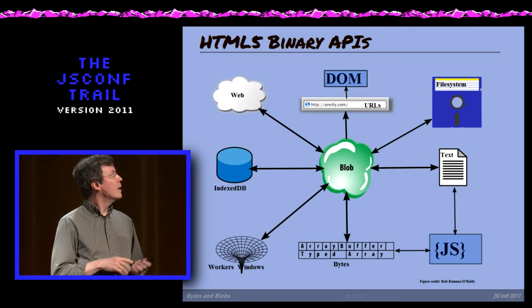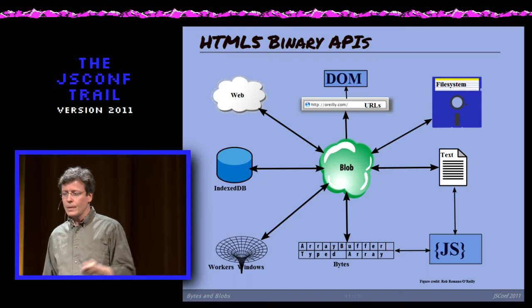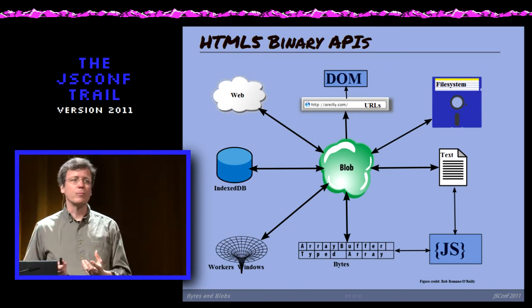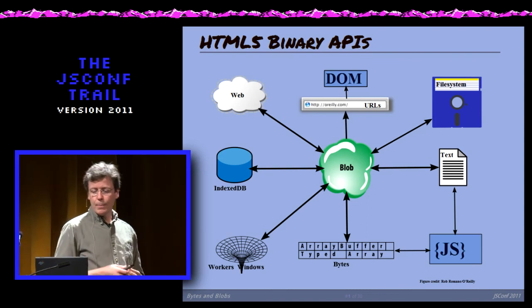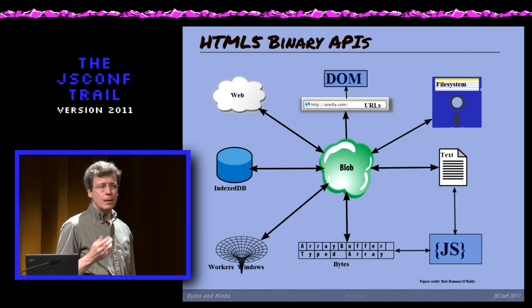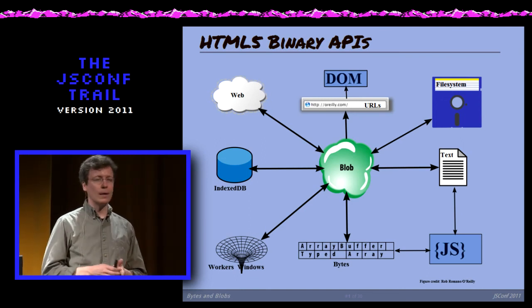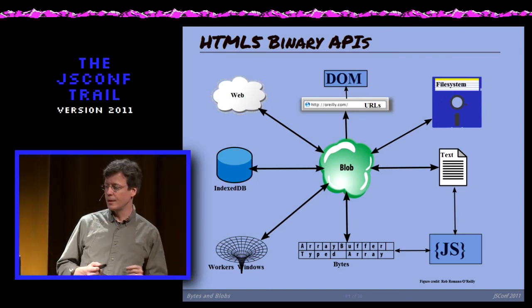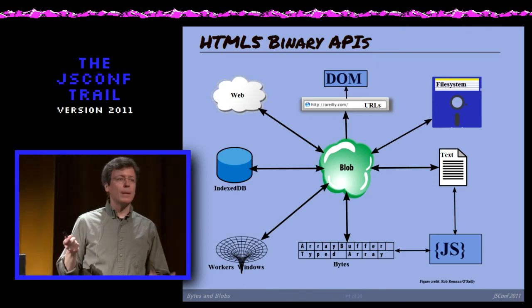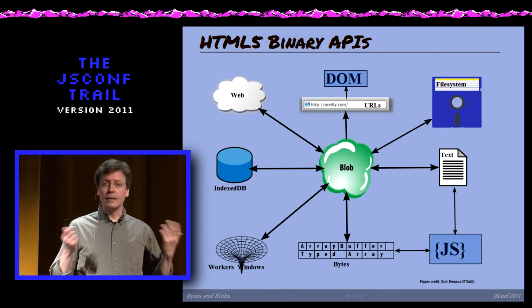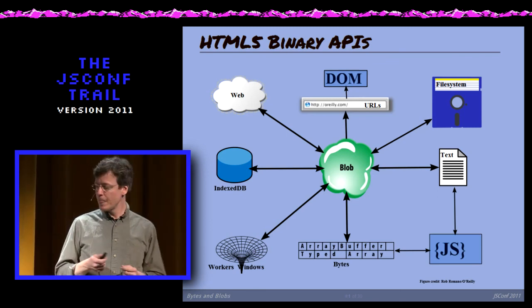So starting in the upper left there, the web. Obviously, you can download blobs from the web. You can upload them to the web. Straight up is URLs. You can take a blob. Notice this arrow is just unidirectional. You can take a blob and convert it into a URL. And one of the coolest features that I'm going to talk about today, you can get blobs out of the file system. And in a brand new feature, you can actually write blobs to the file system.